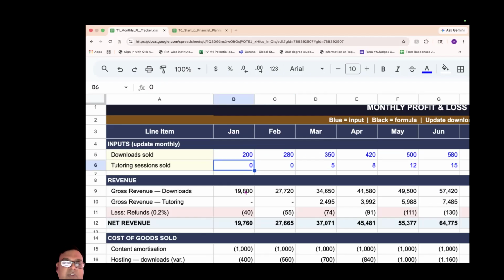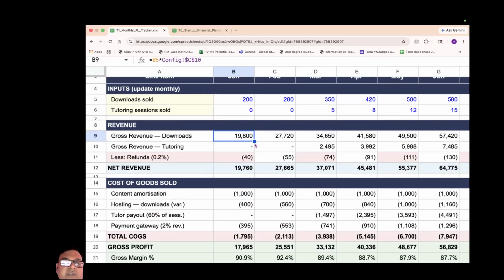Okay, total revenue 19,800, because 99 rupees is the price. For tutoring, there's nothing. And this is one thing that I deliberately introduced called the refunds. Okay, and this needs to be subtracted. Now, what do you mean by that? So sometimes what happens, people are paying you, but not all payments are successful. Okay, and so there's some charge that gets deducted. So therefore, these are those refunds. Let's assume this is at 0.2% of the entire revenue. So here you have lost 40 rupees. Net revenue is 19,760.